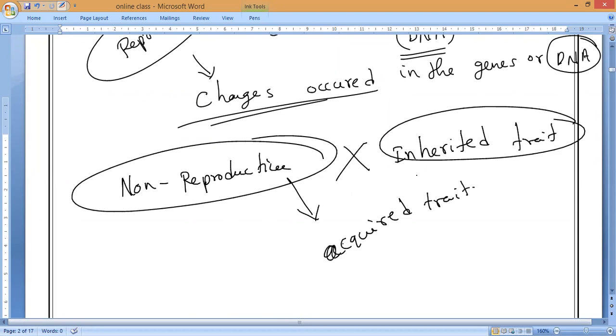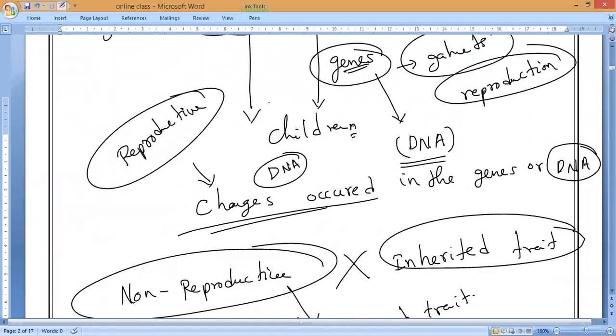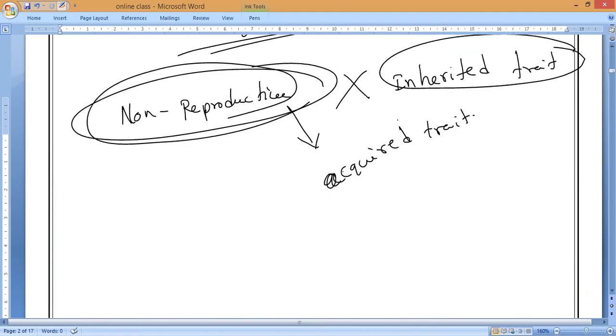Only two points everybody should remember. Any changes occurring in reproductive cells, what we call gametes, sex gametes, or DNA. What is the full form of DNA? Nobody is saying. I asked you already. Deoxyribonucleic acid. So any changes in this will come in our future offspring. If there are no changes in DNA or sex gametes, nothing will happen. Other than the DNA and gamete cells, in any other body parts, the non-reproductive cells, whatever changes happen are all acquired traits. It is not possible to send them to the next generation.